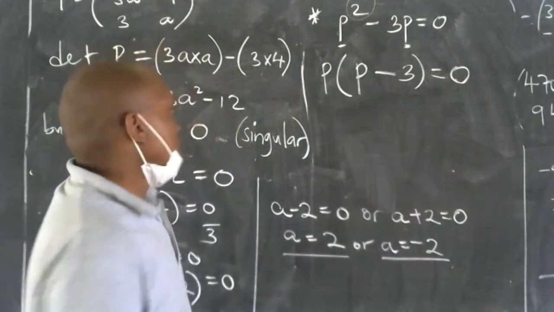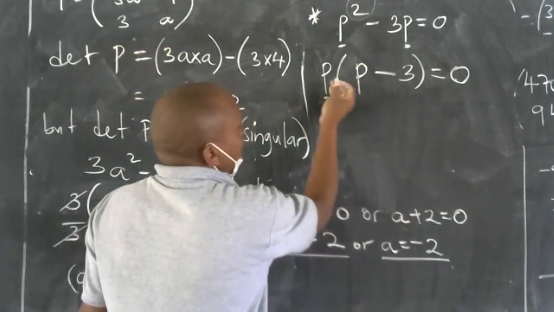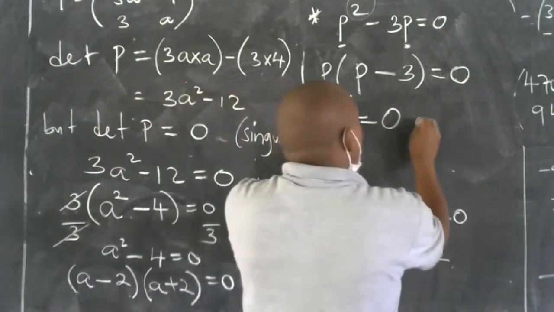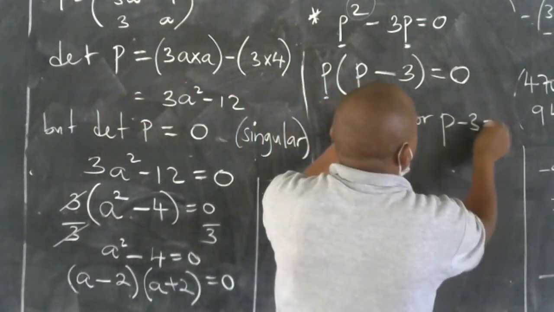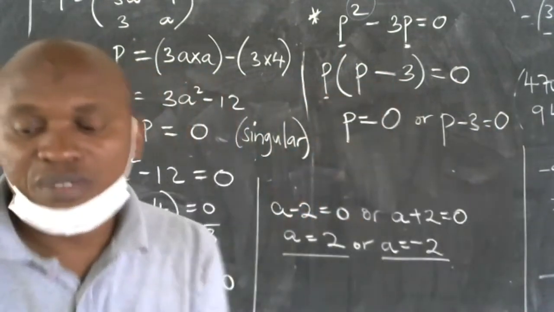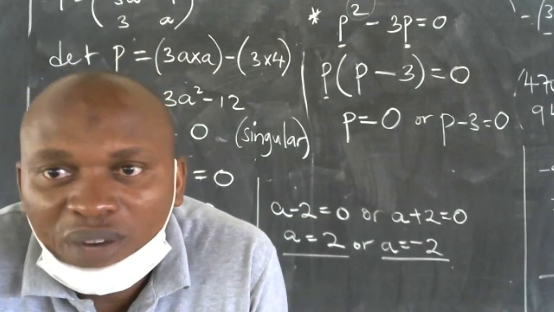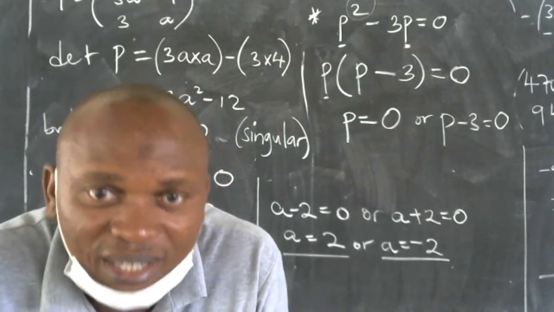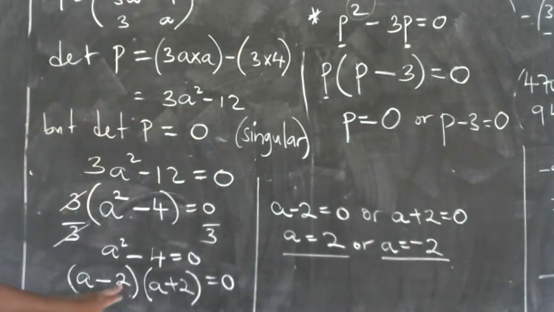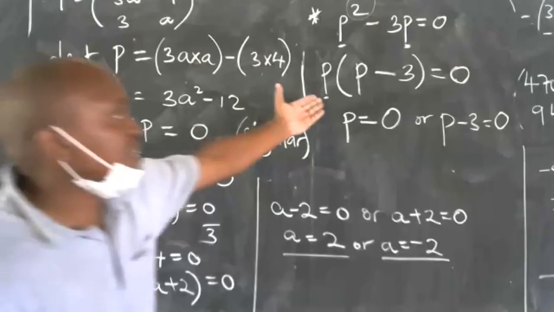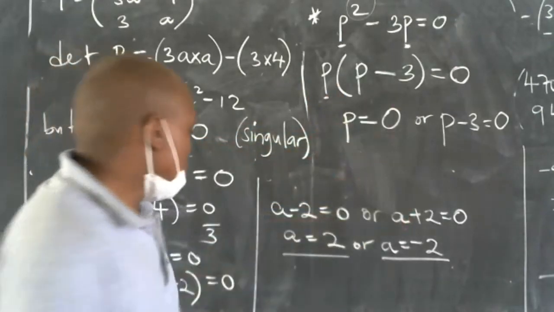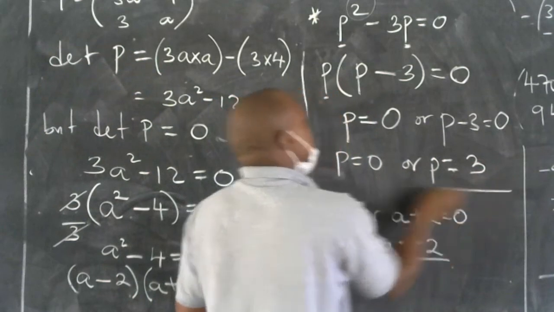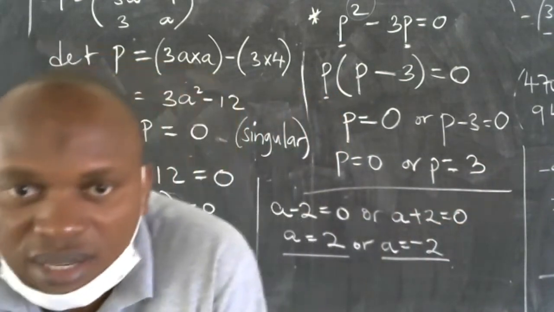How will I get the answers for P? I'll say either P is equal to zero, or the bracket P minus 3 is equal to zero. Have you seen what I'm doing? If you have two things multiplying and their answer is zero on the other side, pick them one by one and equate to zero. If it is in the form of a bracket, pick the whole bracket. If it is only a letter, pick that letter and equate to zero. So when I do this, you know that P is equal to zero or P is equal to 3. Those are the answers for P.